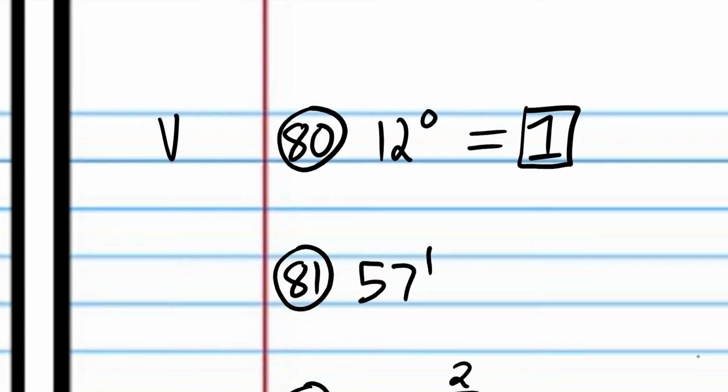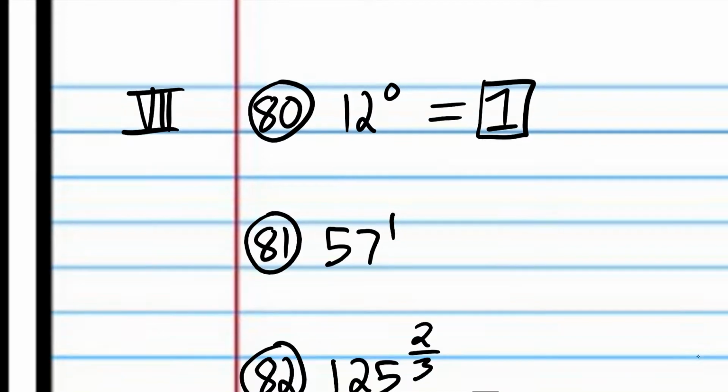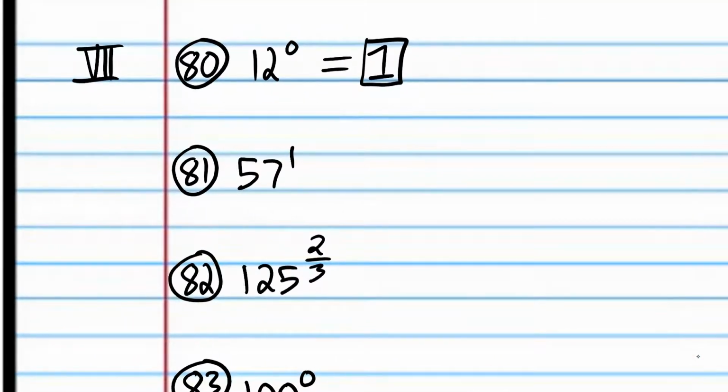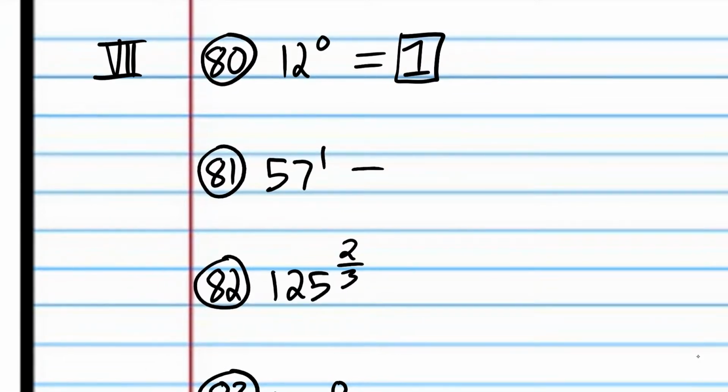And that is rule number 7. So if you got that answer right, good job. Try number 81, and when you come back, we'll do it together. All right, we're back. Anything raised to the first power just stays the same.